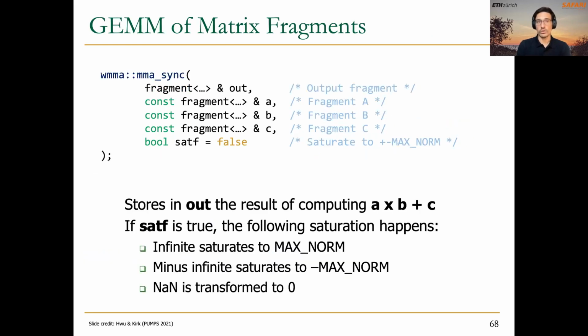And then we also have to perform the matrix multiplication. For the matrix multiplication, we have an output fragment where we are going to accumulate the result, and we have three input fragments. The reason is that the operation we perform is a multiplication plus addition. So we are multiplying fragment A and B, and then we add fragment C. And then there is also this optional Boolean parameter, satf, that defines how the saturation happens.